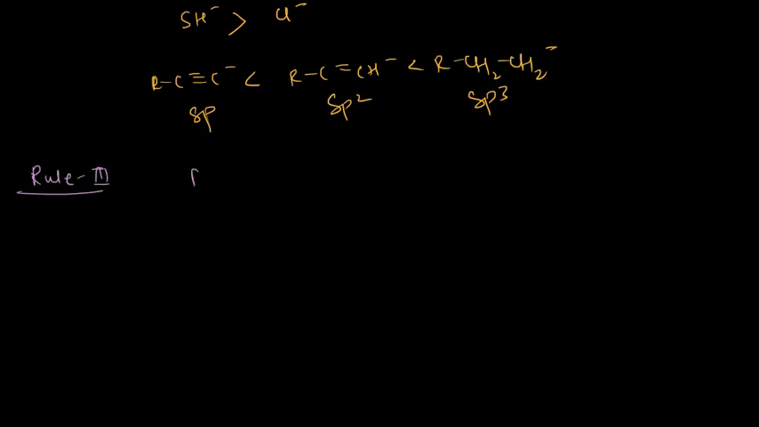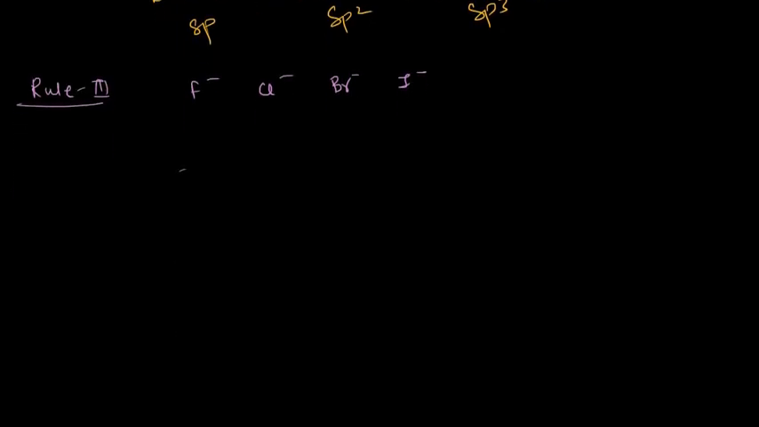Rule number 3, we have fluorine, chlorine, bromine, and iodine. So when we have all four of these as nucleophiles, now if we have a polar protic solvent, it will have a different tendency according to the solvent.